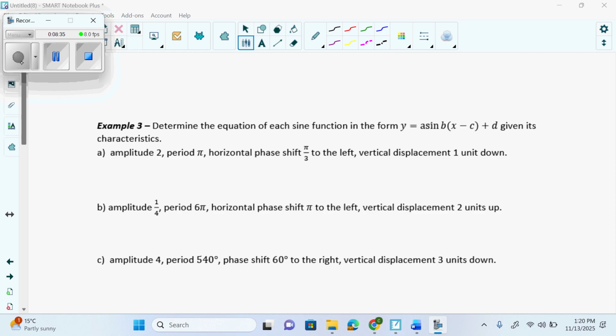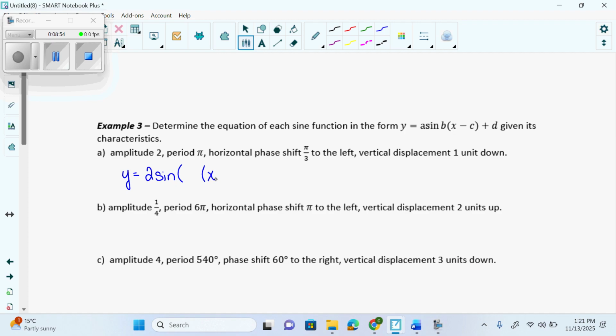Amplitude gives you what of the equation? Vertical stretch or what value? A. So we're going to get, and it says to use sine, so we have to use sine. So it's y equals 2 sine. We'll deal with B in a second.